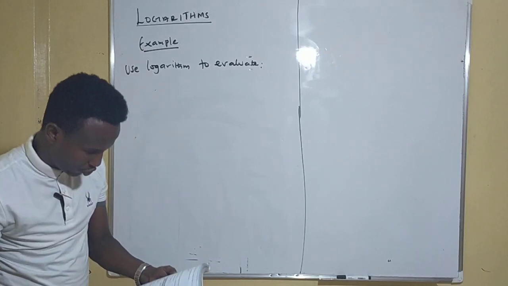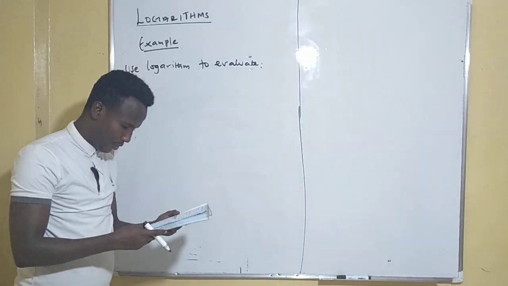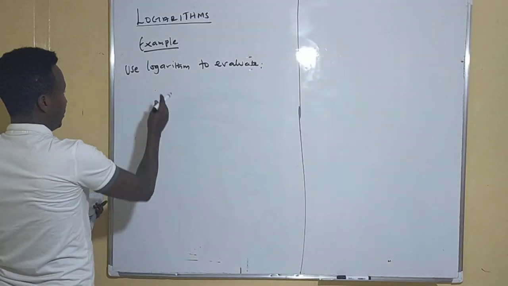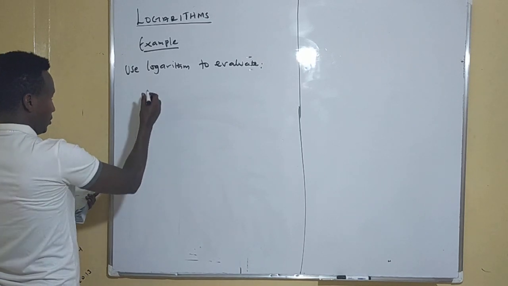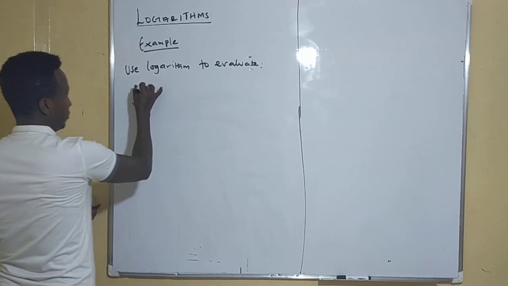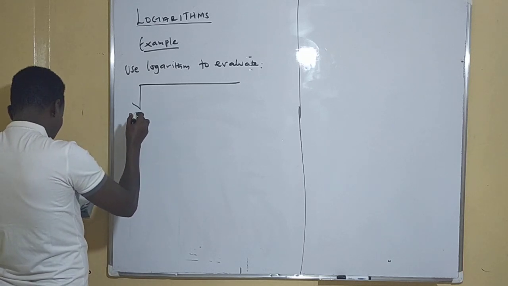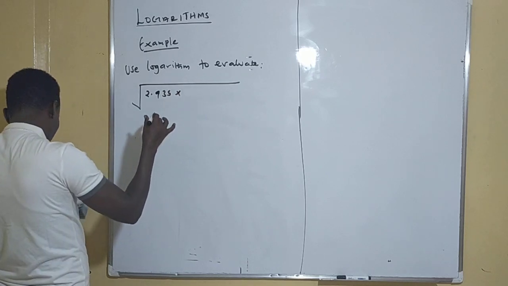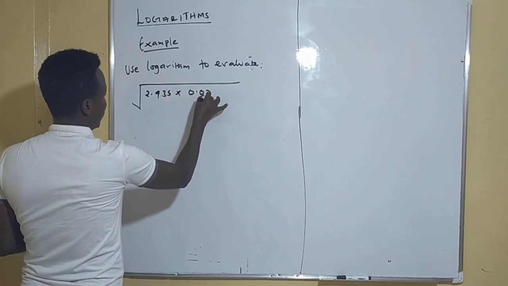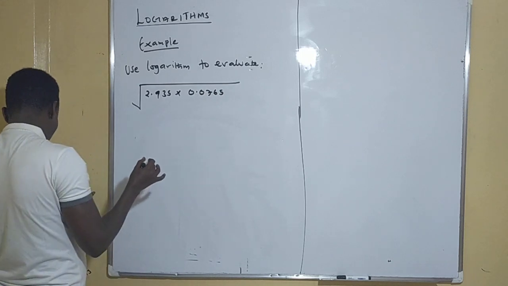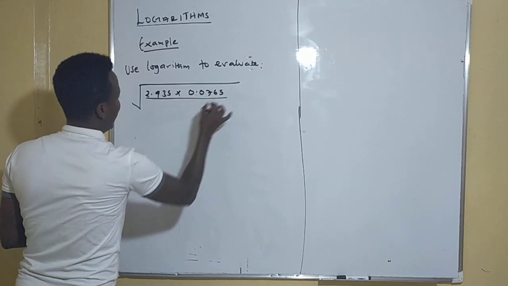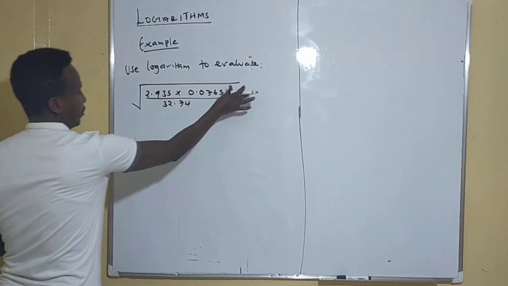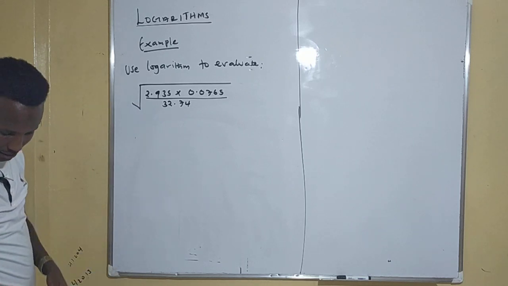The same instruction, you're told, use mathematical tables to evaluate. We have this number, guys: 2.935 times 0.0765, divided by 2.74. So this time we don't have a number here.